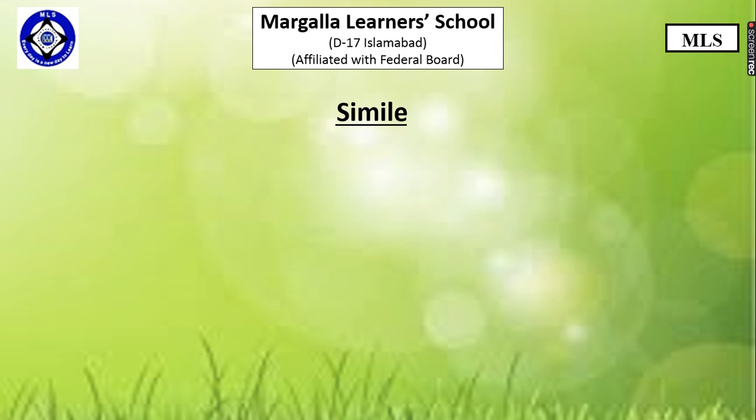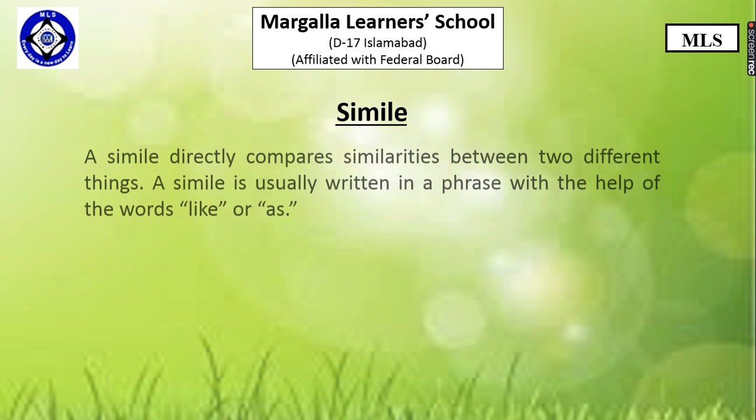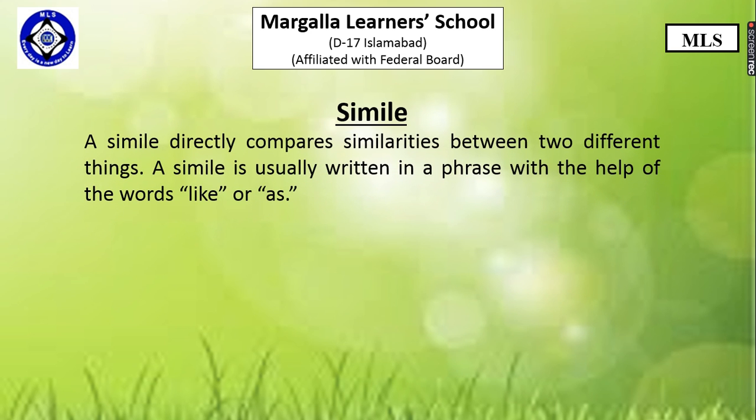The first thing we will do is see what a simile is. A simile directly compares similarities between two different things. A simile is usually written in a phrase with the help of the words like or as. To make the definition a bit more clear, let us look at the examples. So, keep your book open on page number 4 and let's see the green highlighted group of words.